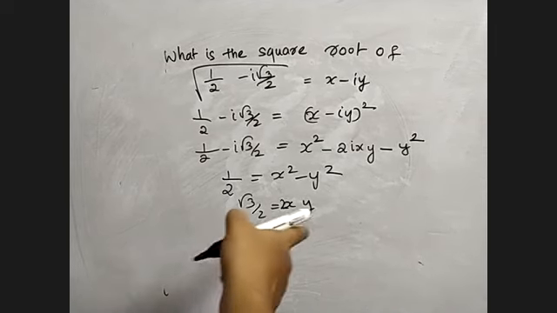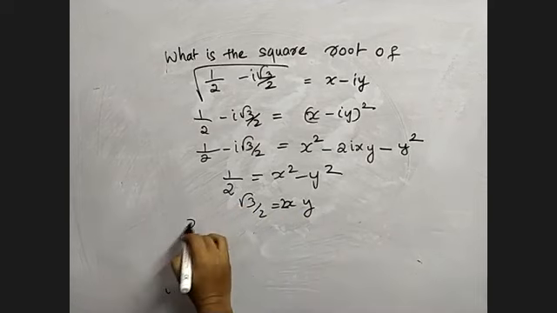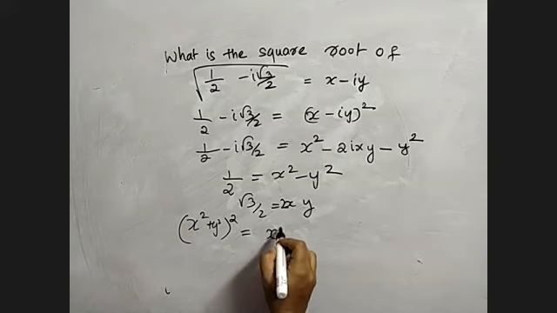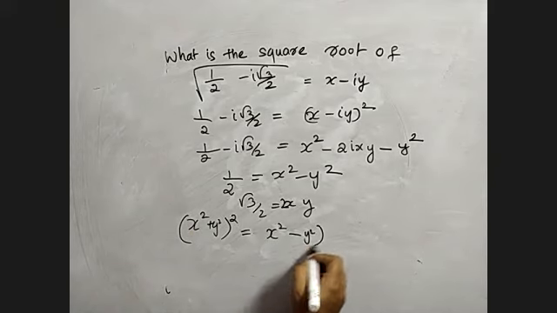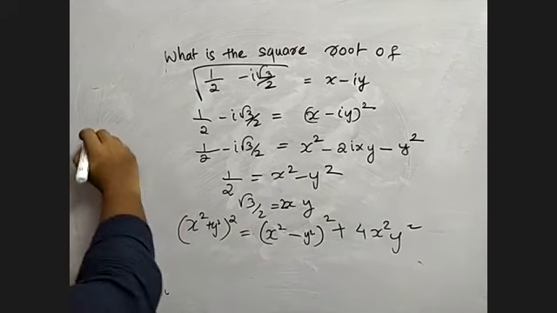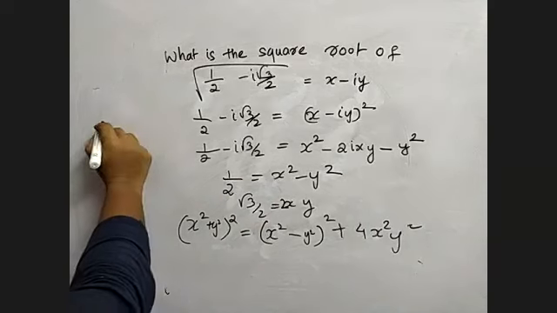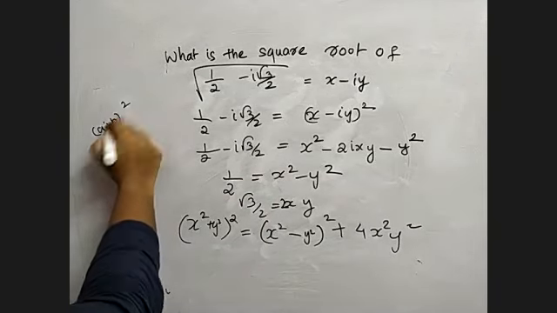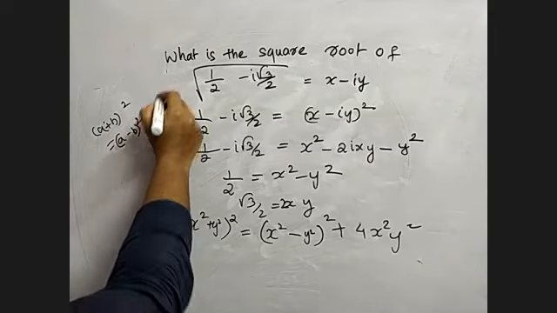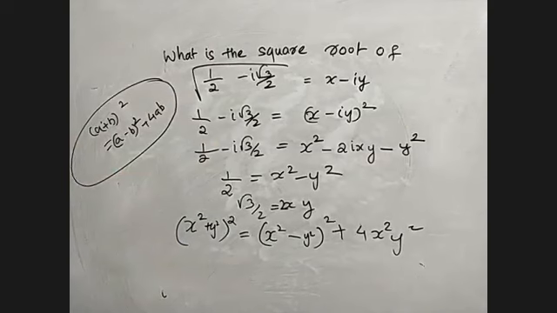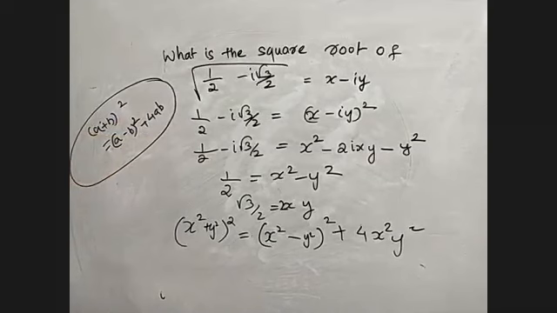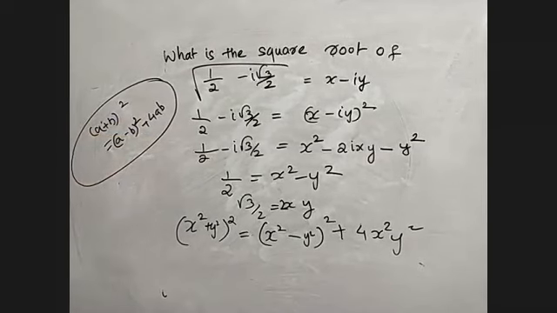So I am just trying to remove this root. x square plus y square the whole square is equal to x square minus y square the whole square plus 4x square y square. Nothing but a plus b the whole square is equal to a minus b the whole square plus 4ab. Remember this we have used in quadratic equation. That means how can we convert a minus b the whole square to a plus b the whole square? That's what I am applying here.